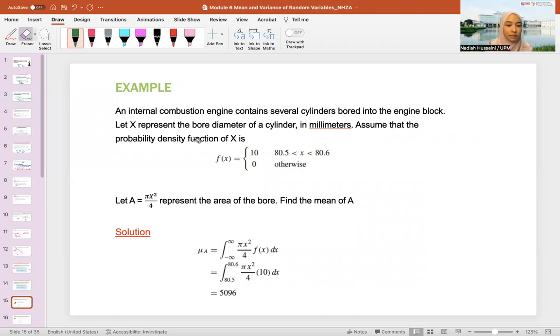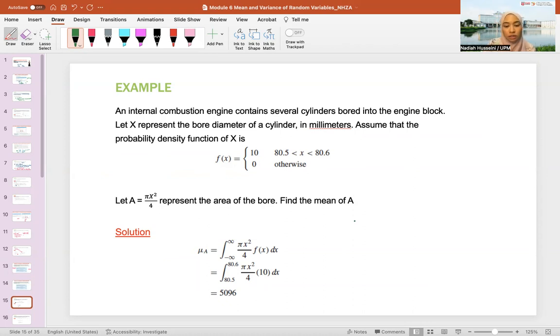Assume that the probability density function of X is given as this. So this is continuous. Let A equal pi x squared over 4 represent the area of the bore. So A is our h(x), a function of the random variable x. Find the mean of A.